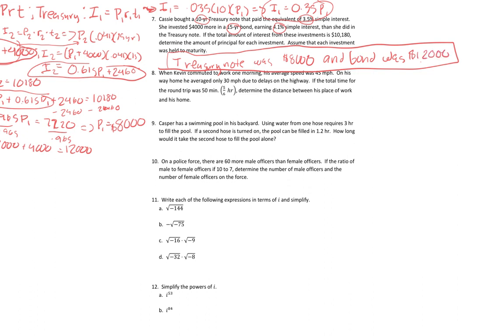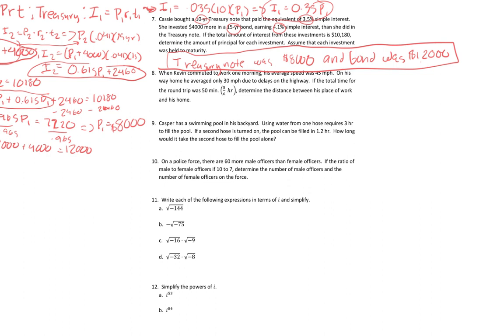Alright, so for problem 8, it says, when Kevin commuted to work one morning, his average speed was 45 miles per hour. On his way home, he averaged only 30 miles per hour due to delays on the highway. So if the total time for the round trip, so there and back, was 50 minutes or 5/6 of an hour, determine the distance between his place of work and his home.